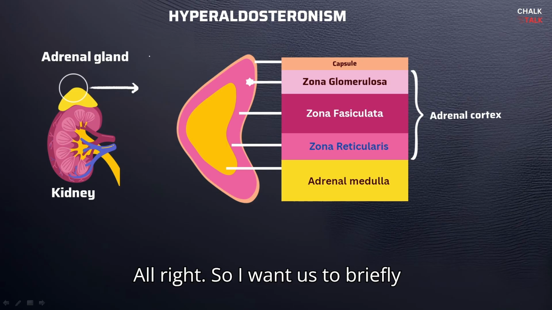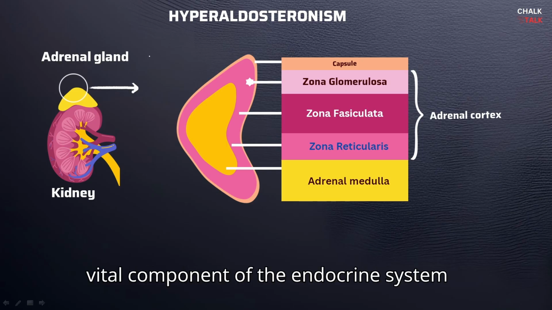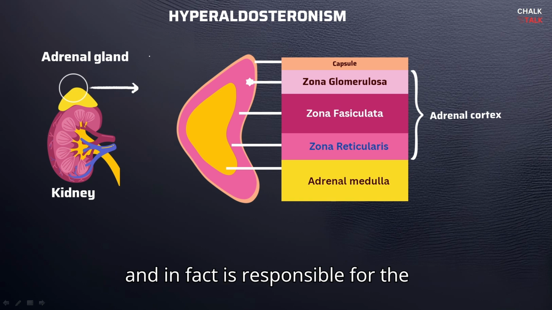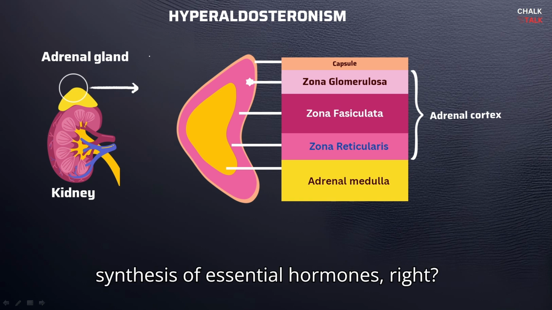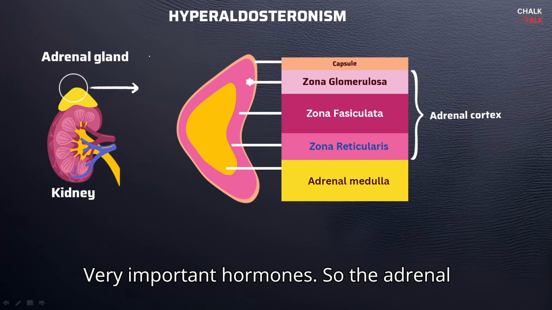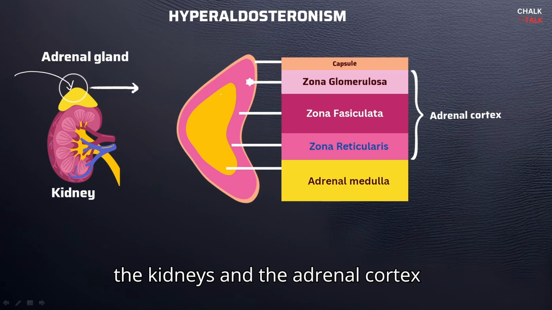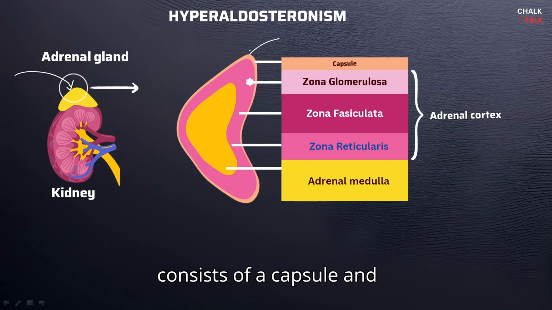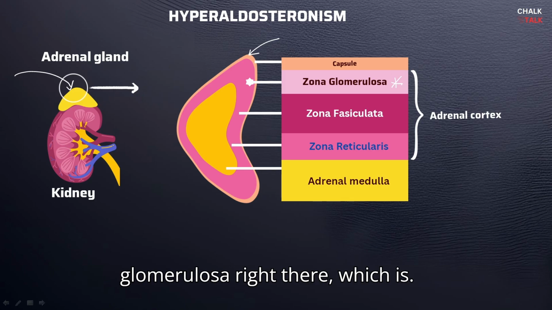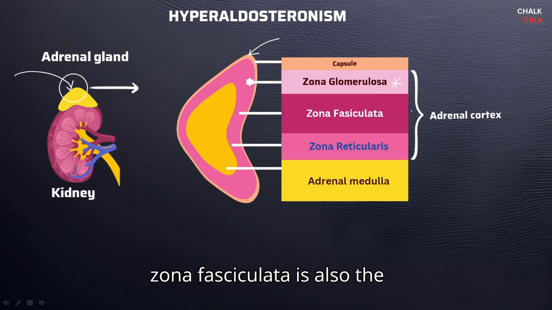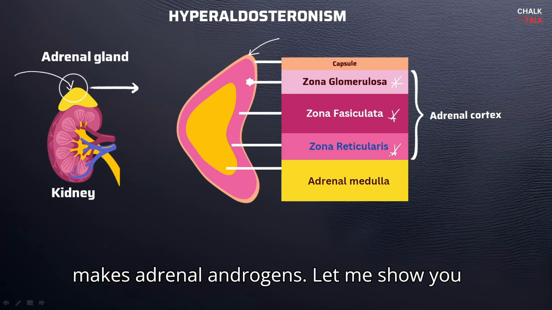All right, so I want us to briefly discuss the adrenal cortex, which is a vital component of the endocrine system, and in fact is responsible for the synthesis of essential hormones, right? Very important hormones. So the adrenal gland you can see right there on top of the kidneys, and the adrenal cortex consists of a capsule and three distinct zones. Zona glomerulosa, right there, which is central to our discussion today on hyperaldosteronism. Okay? The zona fasciculata is also the zone that produces cortisol, and zona reticularis subsequently makes adrenal androgens.